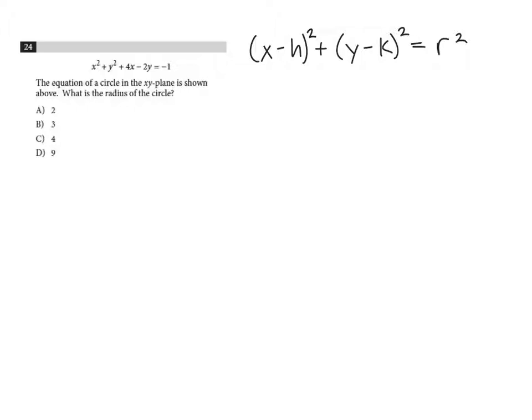You can watch one of my other videos on circles to get more information about that. Now, to get our equation into this format, we're going to have to do something called complete the square. So we're going to have to group our x terms. I'm going to leave a little bit of space because we're going to add something in there. And I'm going to group my y terms: positive y squared and negative 2y. I'm going to leave a little space, and that's going to equal negative 1.